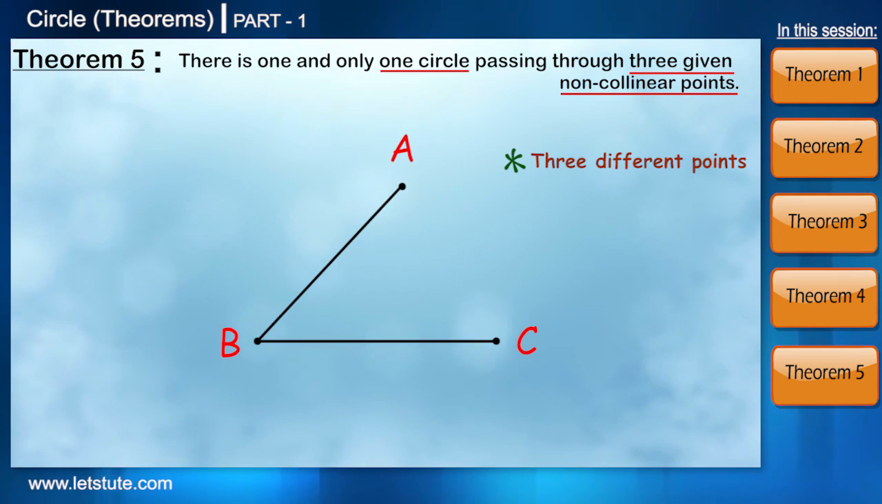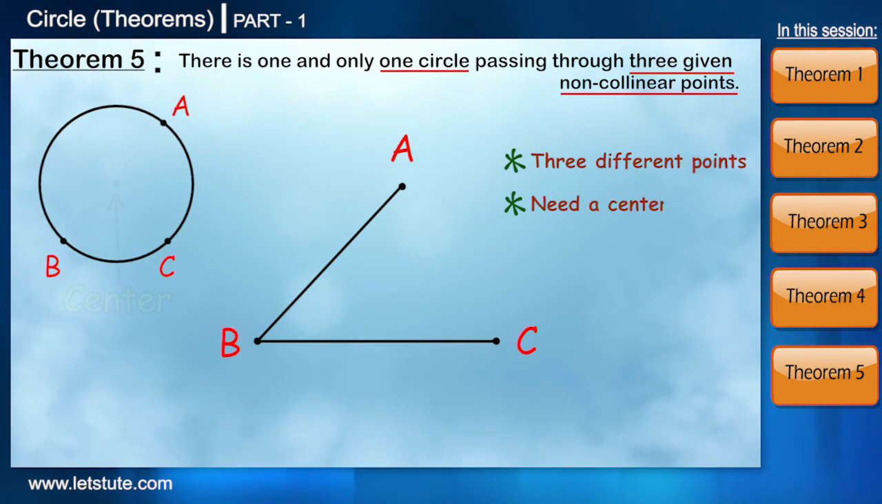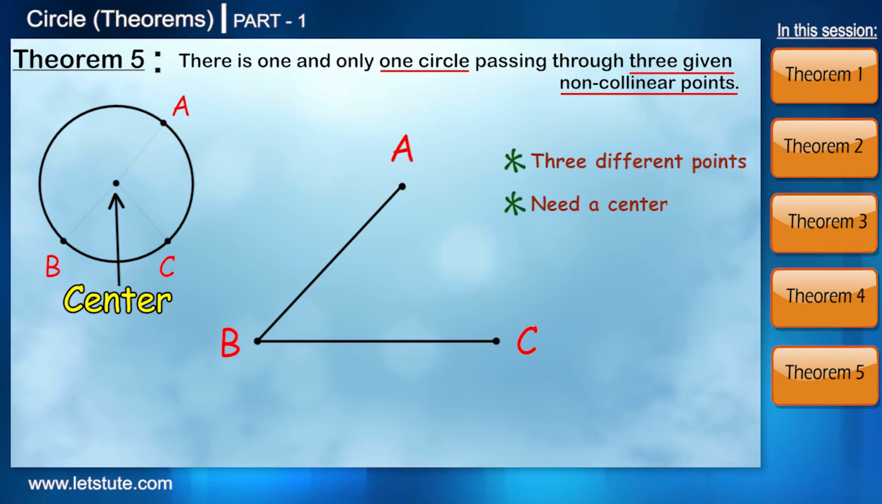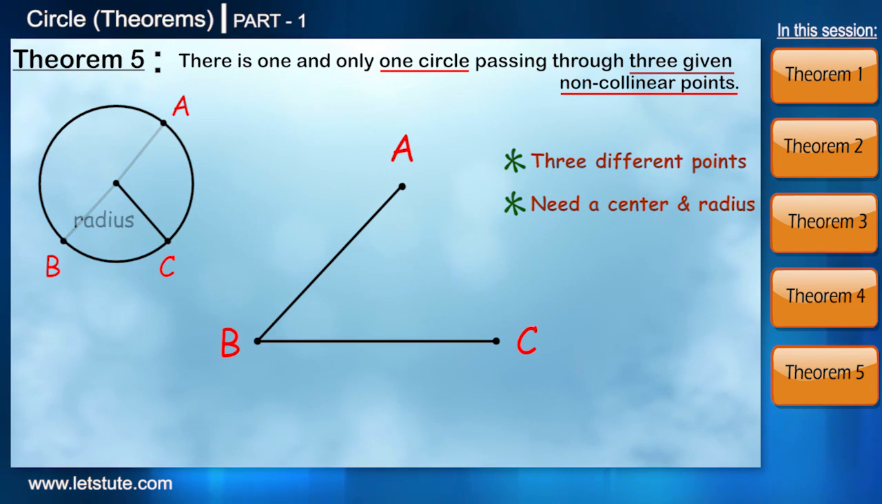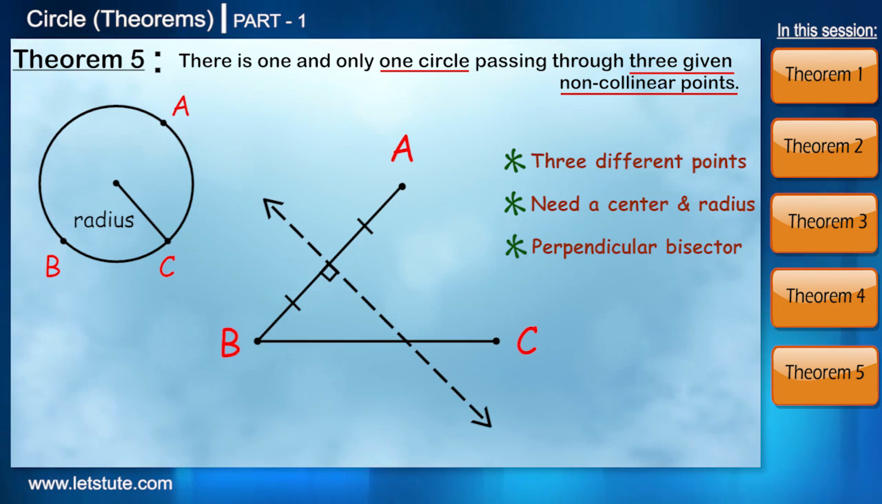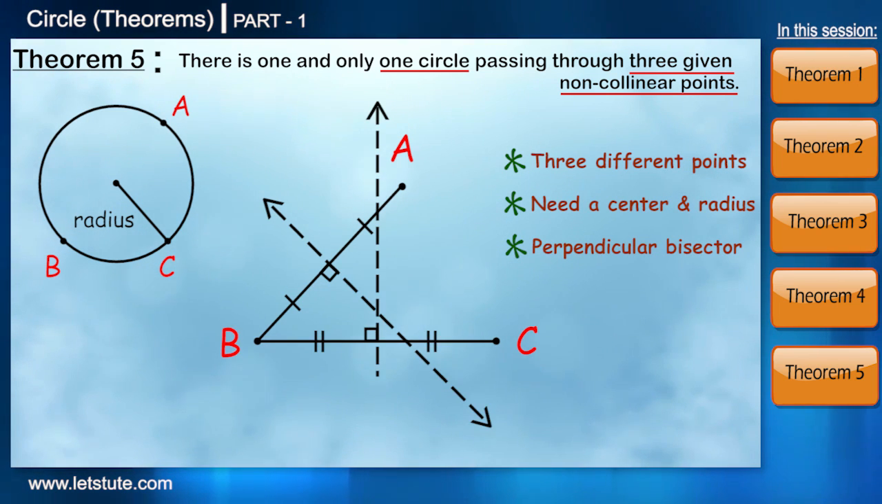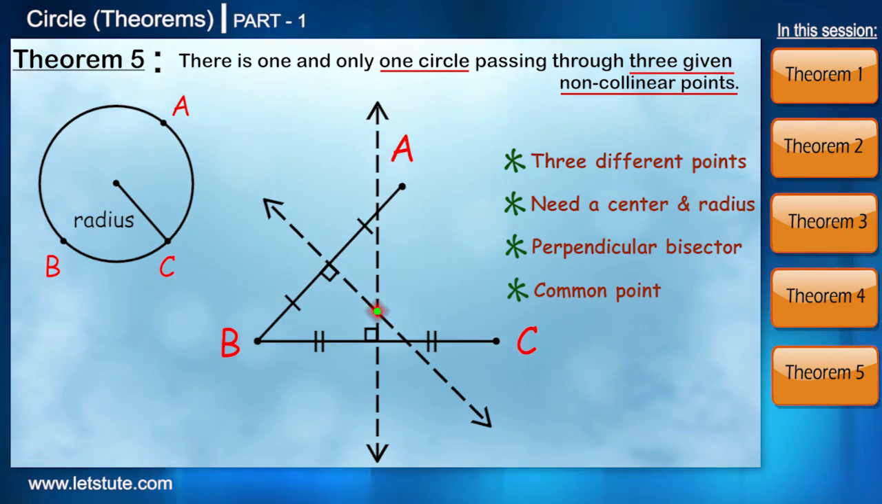Now in order to draw a circle, we need a center which will be equidistant from all the 3 points, and there is one more thing that we need to draw a circle. Yes, a radius. So, if we draw perpendicular bisectors on both the segments, that is AB and BC, we can see that both the perpendicular bisectors meet at a common point. Let's name it as O.